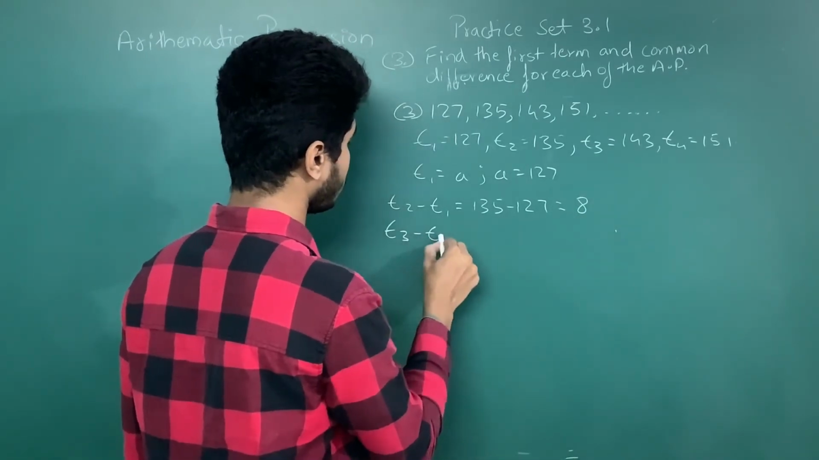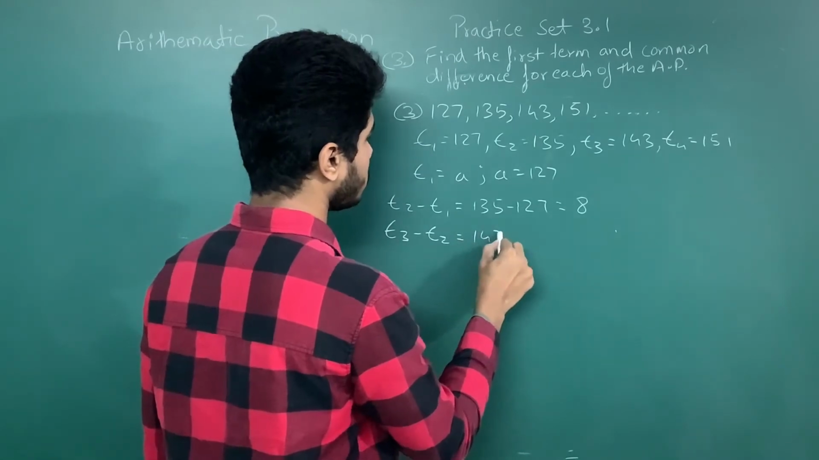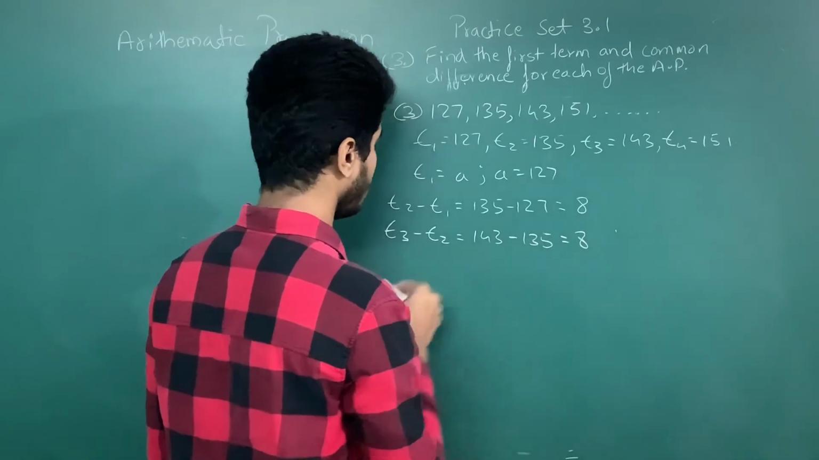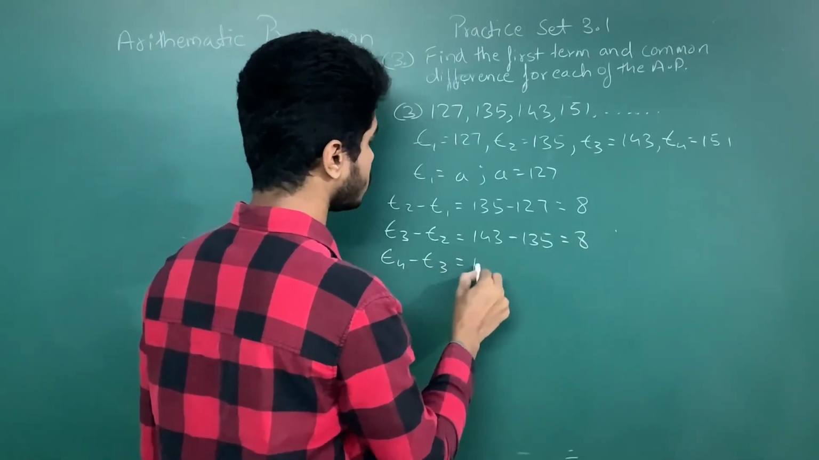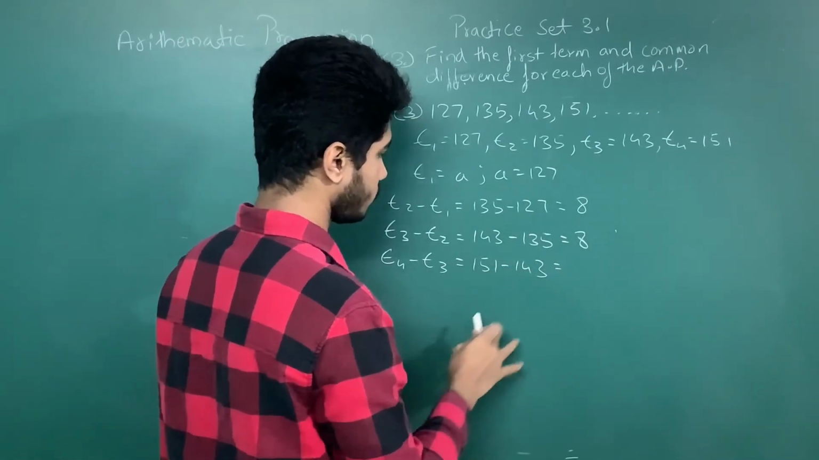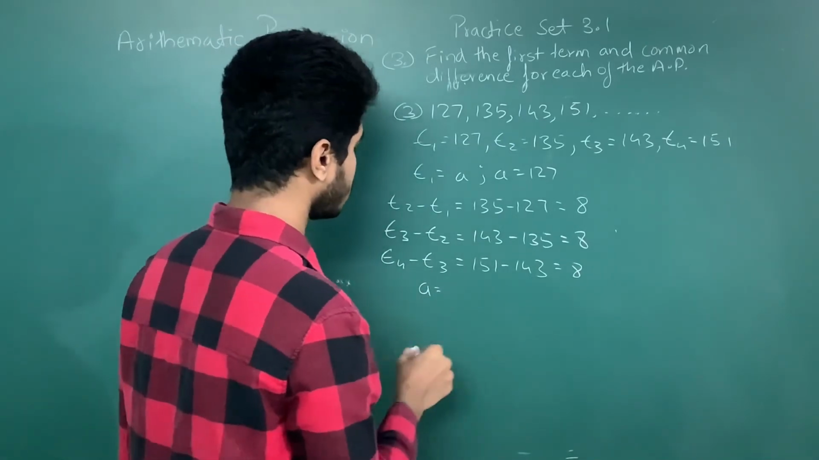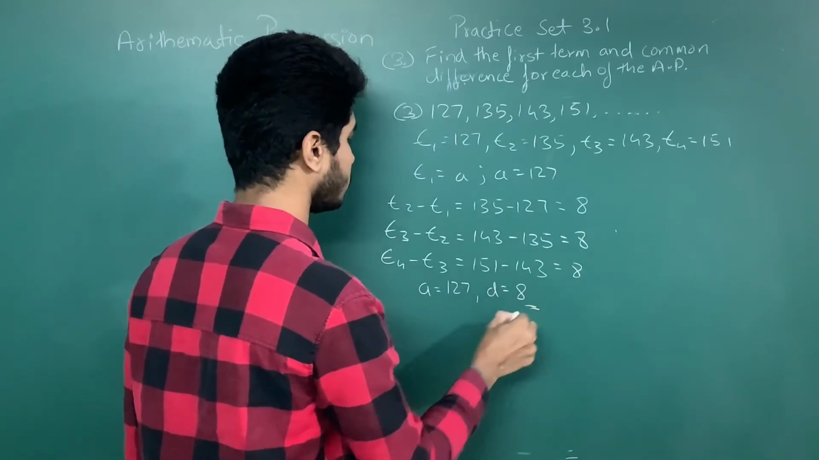T3 minus T2, which is 143 minus 135, which is also 8. T4 minus T3, which is 151 minus 143, which gives you 8. So the first term is 127 and the difference is 8.